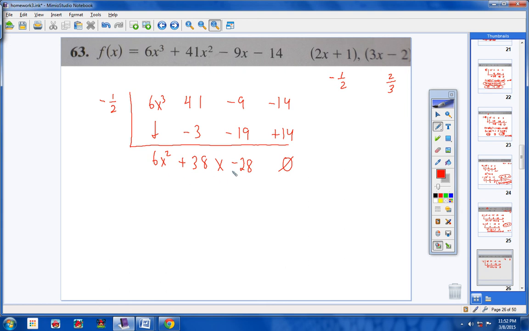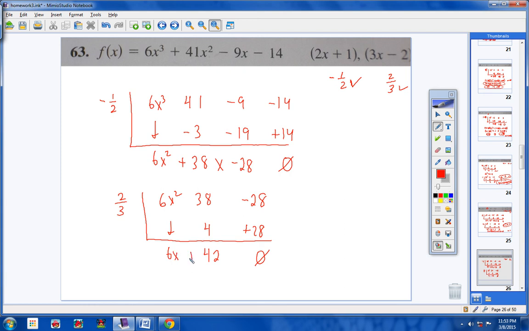So now let's use this to confirm. Put a check mark here. 2/3. So I'll put a 2/3 here. Then a 6. Then a 38. Then a negative 28. Alright. Bring down your 6. Multiply, you'll get a 4. Combine, you'll get a 42. Multiply, you'll get a positive 28, which is a 0. So it checks. Alright, now this was a 6x squared, so this is a 6x. So we're left with 6x plus 42.